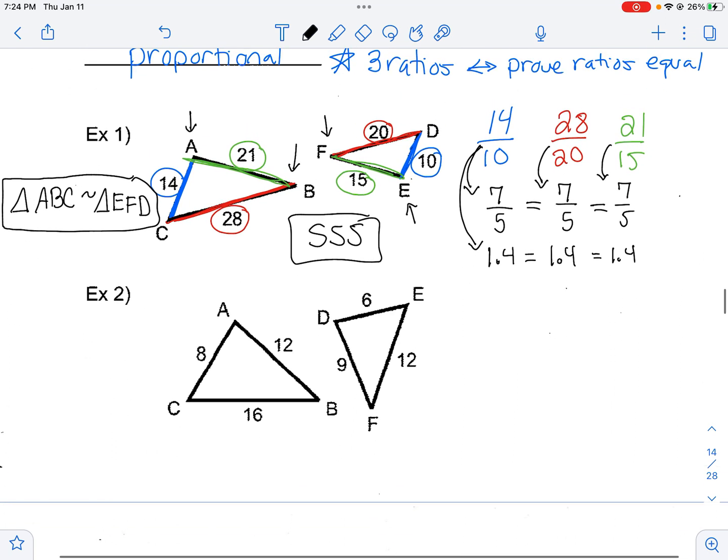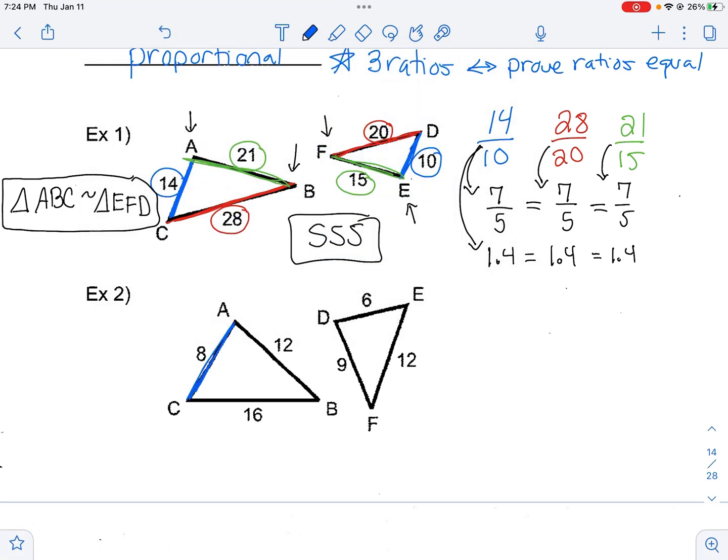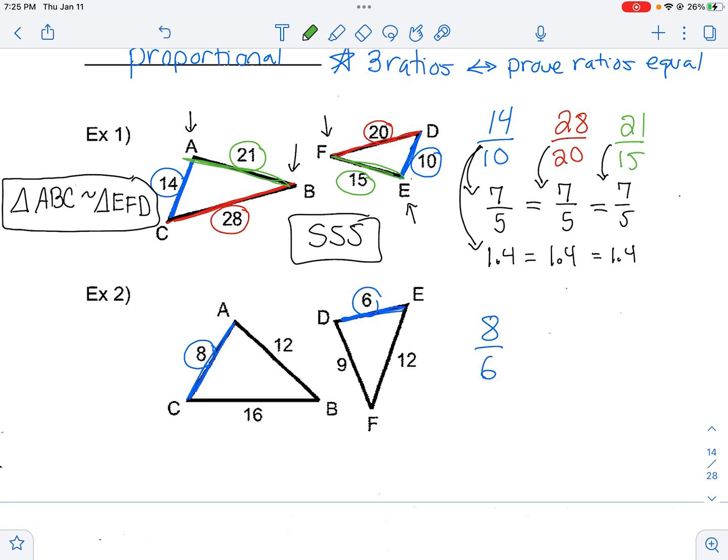Okay, second quick example of this one. Again, looking at this one, we have no information about the angles. So the only thing we can possibly use is side, side, side, but we have to prove it. So just like with the last example, I'm going to find my smallest sides, and I'm going to write a ratio pairing up those. I'm going to write 8 over 6. Then I'm going to find my biggest sides. So that would be 16 and 12. And I'm going to write a ratio, 16 over 12.